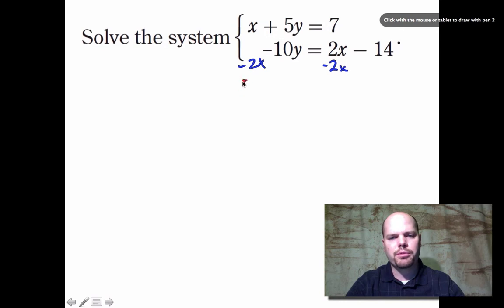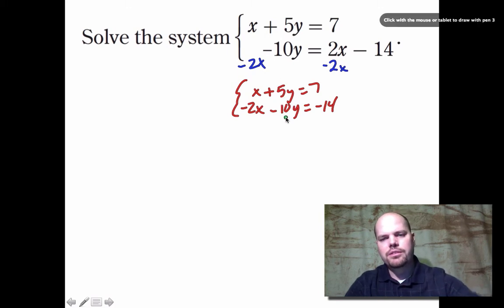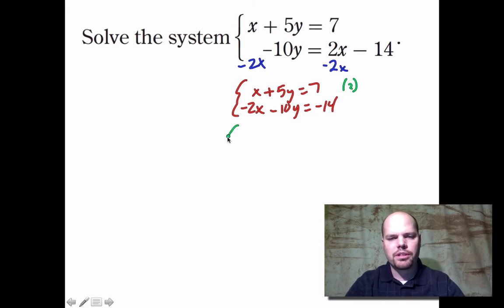The top equation we won't need to change: x plus 5y equals 7. The bottom one now became minus 2x minus 10y equals minus 14. To get these to be opposites, let's get the x's to be 2 or the y's to be 10. Either way, see what happens. Probably multiply the top equation by 2. So doing that, now the top equation becomes 2x plus 10y equals 14.